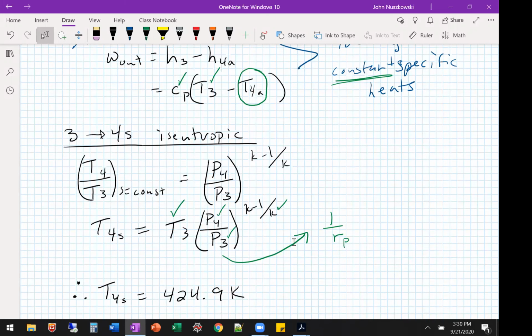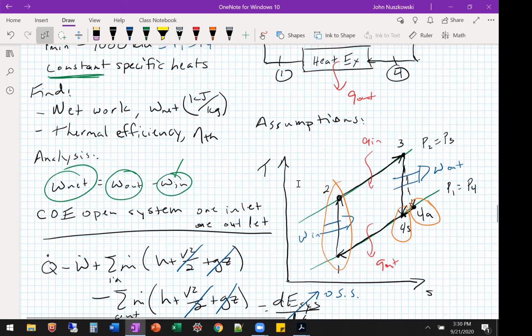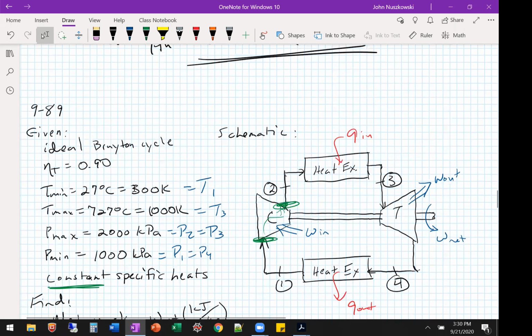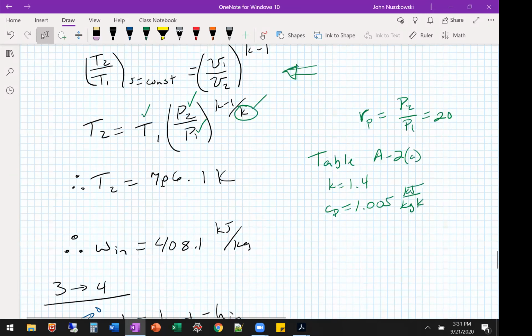What do we have given in this problem? We have the turbine's isentropic efficiency. It tells us how far away from being an isentropic turbine it is. If the isentropic efficiency is 100%, the turbine is isentropic and 4S is equal to 4 actual. But we're at 0.9, so we have to utilize that.